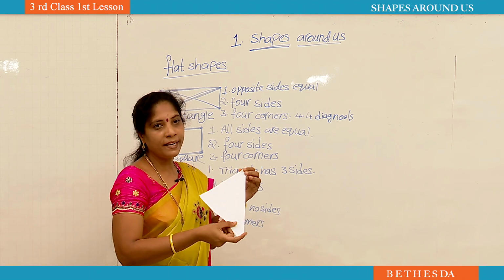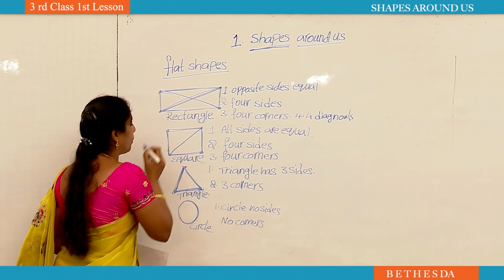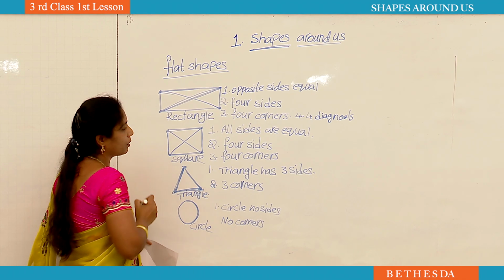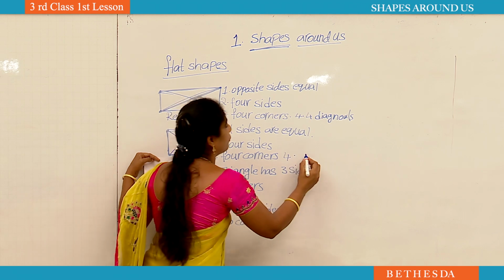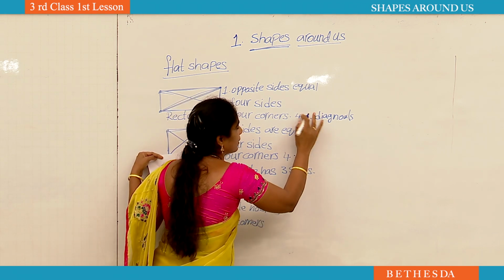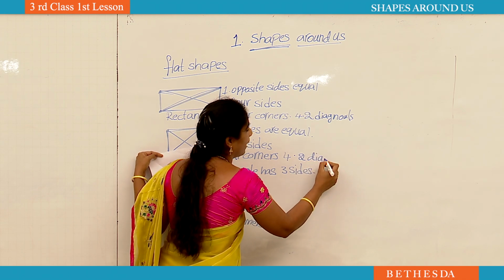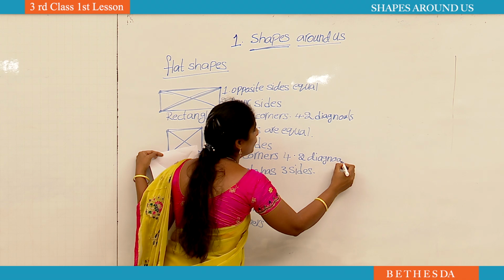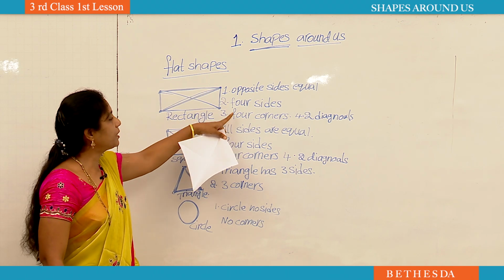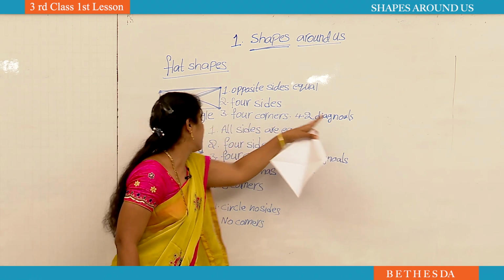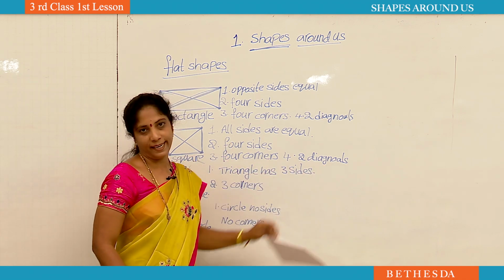Now see, how many diagonals does a square have? A square has one diagonal from one opposite corner to the opposite corner, and another diagonal joining the other opposite corners. So a square has 2 diagonals. Sorry, I wrote 4 here. Rectangle has 4 sides, 4 corners and 2 diagonals. Square has 4 sides, 4 corners and 2 diagonals.